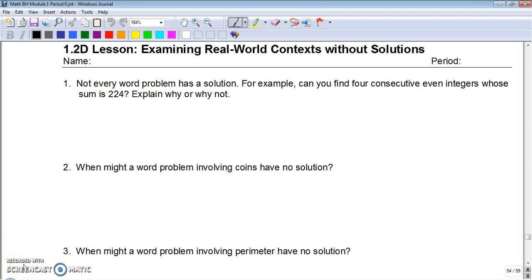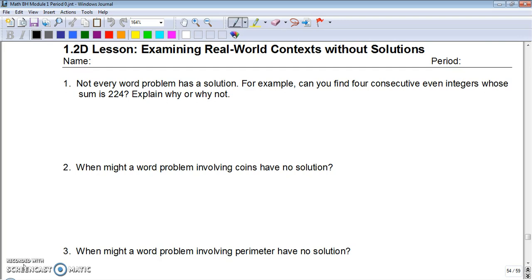In this video, I'm going to take you through the first page, 1 through 5, on the 1-2D lesson, which is called Examining Real-World Context Without Solutions. This basically is looking at word problems. In some of the situations, we will have a solution, and some we won't. And we're going to justify why we don't have a solution if that's the case.